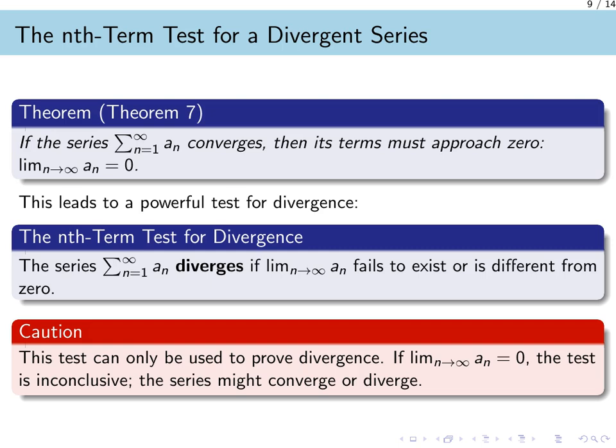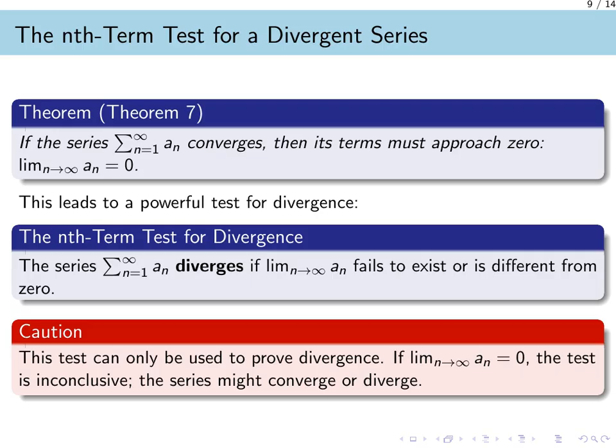The nth term test simply flips this logic around. It states that if the limit of the terms as n approaches infinity either fails to exist or is any number other than 0, then the series absolutely must diverge. However, it is crucial to understand the limitation of this test. It can only be used to prove that a series diverges.